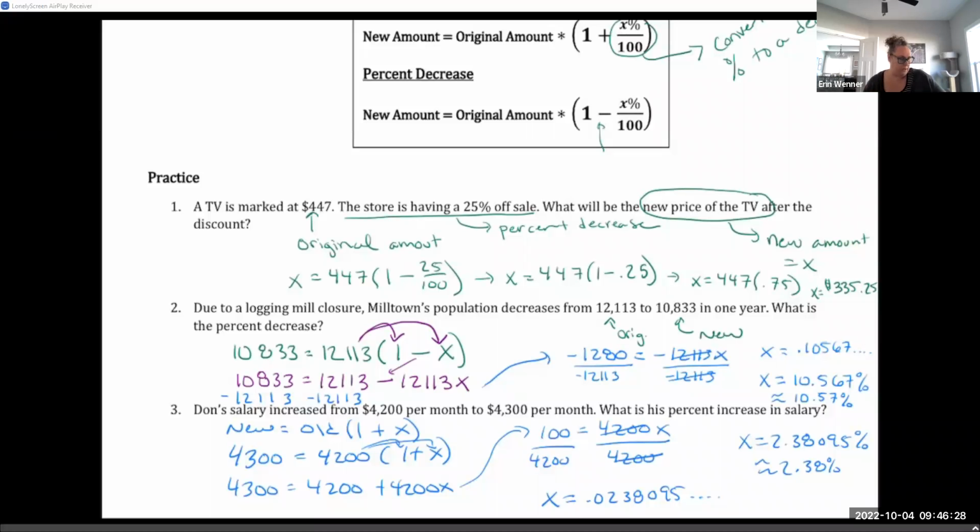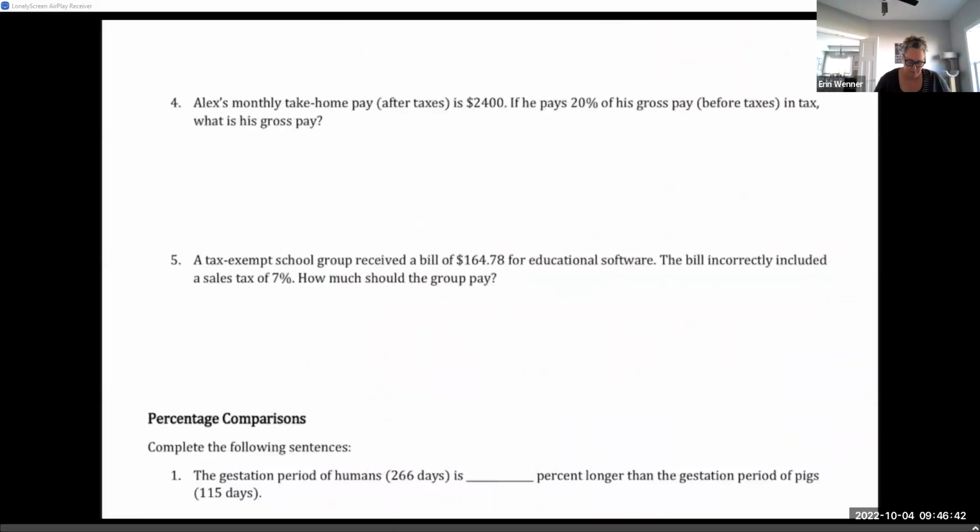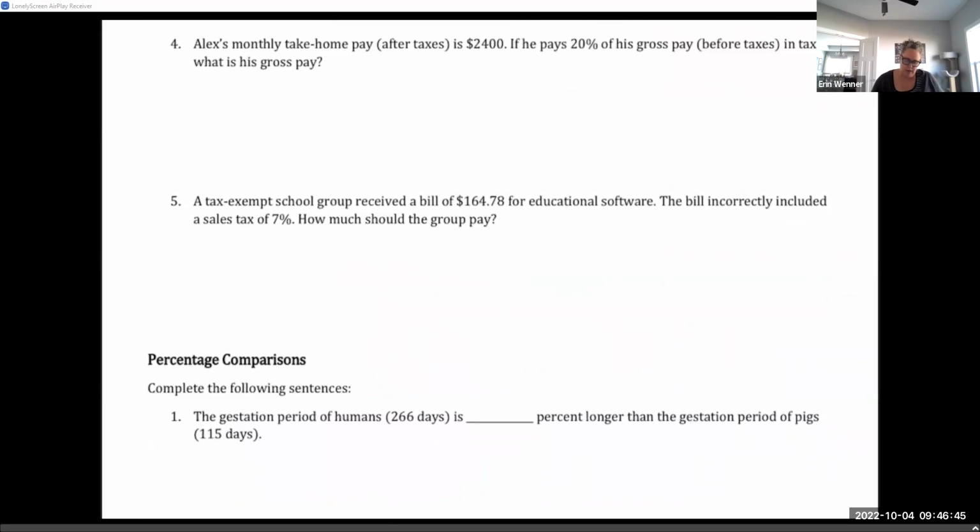So the next 2 problems that we're going to do, 4 and 5, I want you to star these because you have very similar homework questions to these. And so you're going to want to make sure that you have these examples at the ready. Number 4 says Alex's monthly take-home pay after taxes is $2,400. Gross pay just means what the pay is before taxes are taken out. If he pays 20% of his gross pay in tax, what is his gross pay?